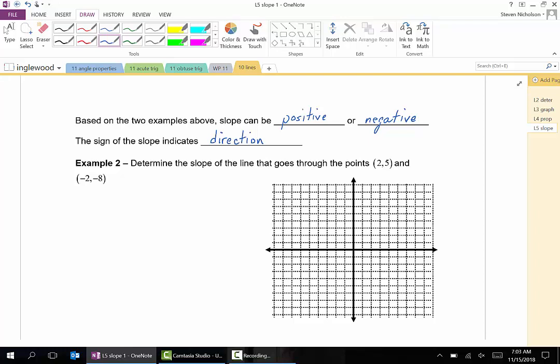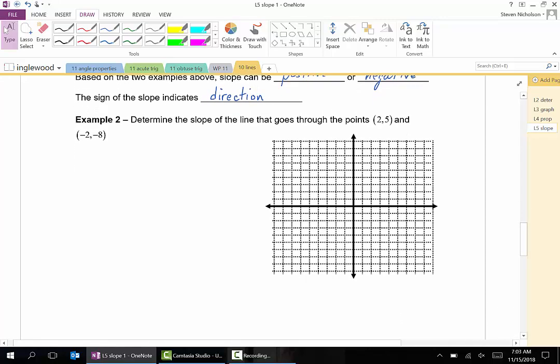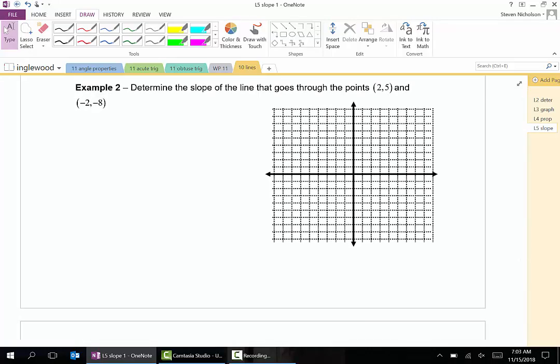So here's a little bit more difficult one in that you don't have the picture, but it's the exact same question. So it's a really important idea to sketch a graph.